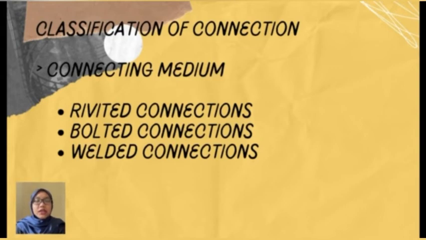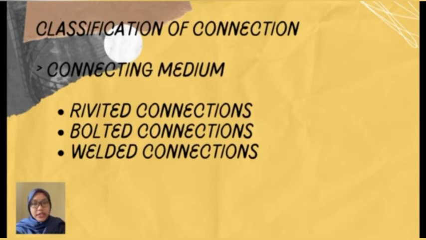The first one is connecting medium. In modern times, the most common types of connecting mediums are welds and bolts. Welds offer simplicity, while bolts offer economical installation in the field. Rivets have historically been used, but have been mostly replaced by bolts for a number of reasons. These include riveted connection, bolted connection, and welded connection.